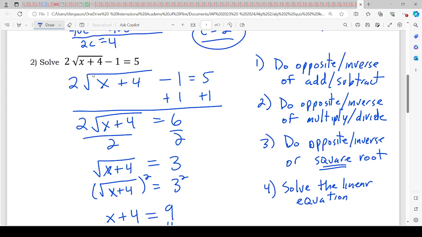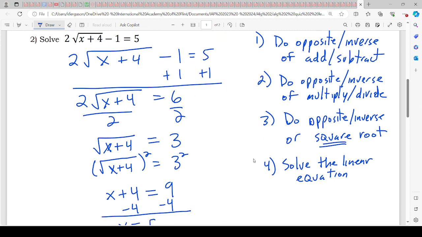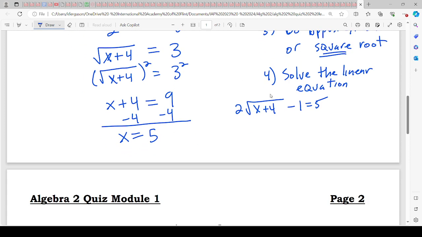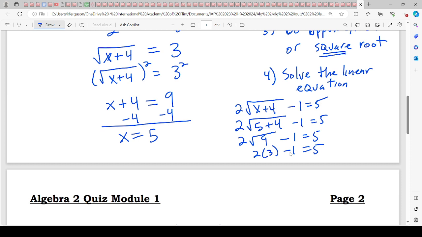Even though you got an answer, you need to go back to the original problem and plug that answer in to make sure the check works. So 2 times the square root of x plus 4 minus 1 equals 5. I need to plug 5 in here. So 2 times the square root of 5 plus 4 minus 1 equals 5. The square root of 5 plus 4 is the square root of 9. The square root of 9 is 3. So that's 2 times 3 minus 1 equals 5. Does it? Well, 2 times 3 is 6. 6 minus 1 is 5. Yes. So my check works. That's my answer. And that's the first two problems.